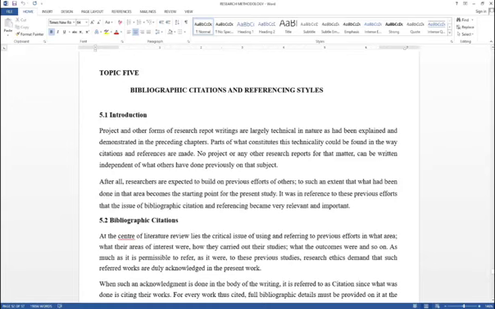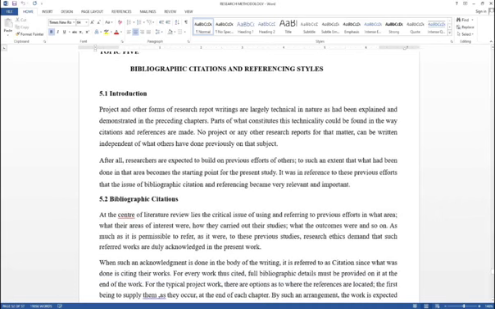Introduction. Projects and other forms of research report writings are largely technical in nature, as has been explained and demonstrated in the preceding chapters. Part of what constitutes this technicality is to be found in the way citations and references are made. No project or any other research report, for that matter, can be written independent of what others have done previously on that subject. No man is an island. People have worked on it before you. People are yet going to work after you. So you don't work independent of what has been done on this already.